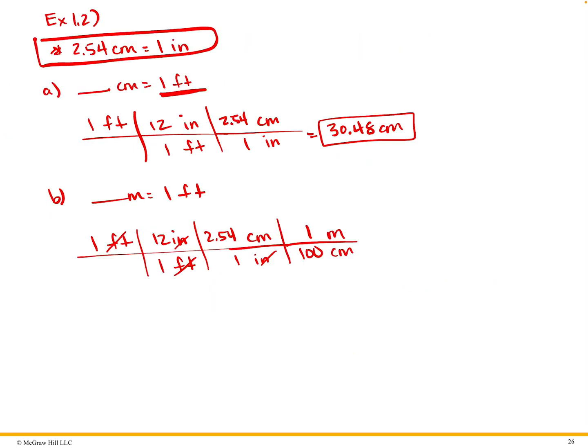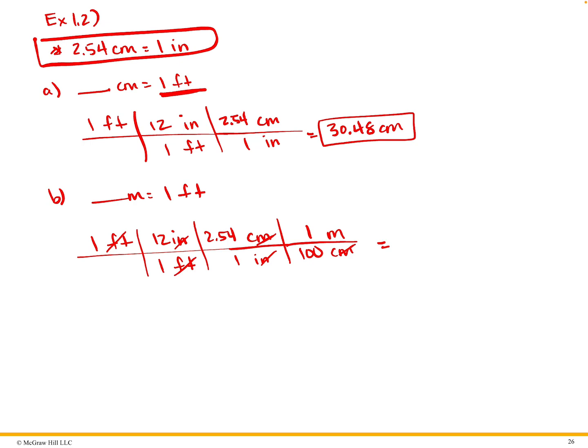So it takes 100 centimeters to make 1 meter. If you ever were to see a meter stick, it looks about like a yardstick. There would be little dashes on there that represent centimeters, and there's 100 of them because it takes 100 centimeters to make 1 meter.